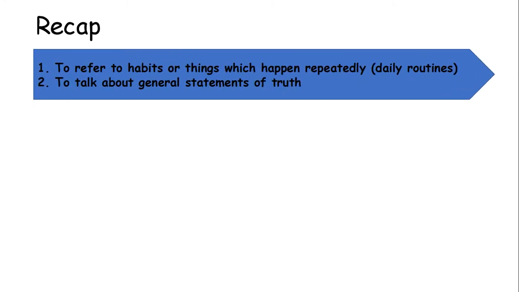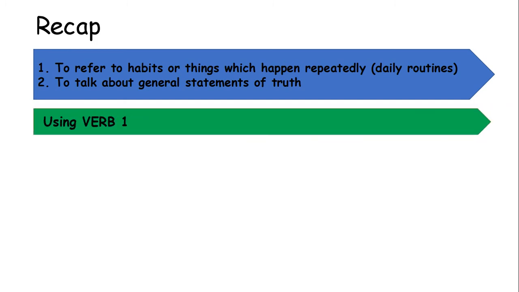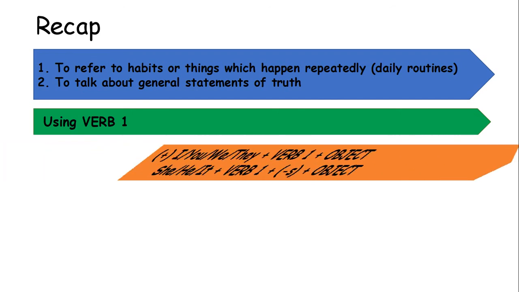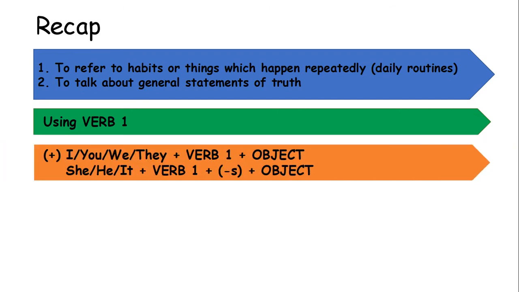The uses of simple present tense is first to refer to habits or things which happen repeatedly, or we call it daily routines. And the second one is to talk about general statements of truth. The characteristic is always using verb 1. And for the pattern of the form, I, you, we, and they followed by verb 1 and object. She, he, it followed by verb 1 plus s plus object.